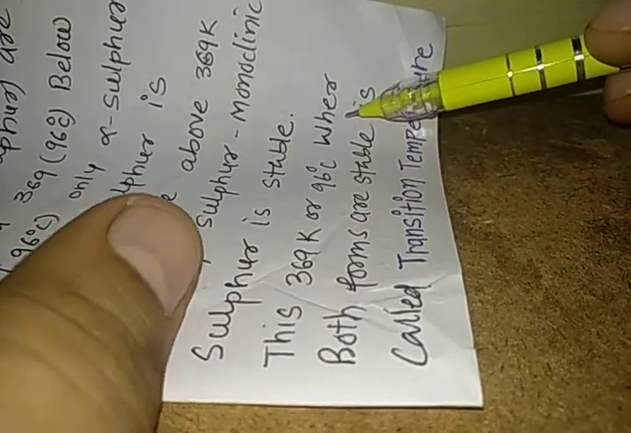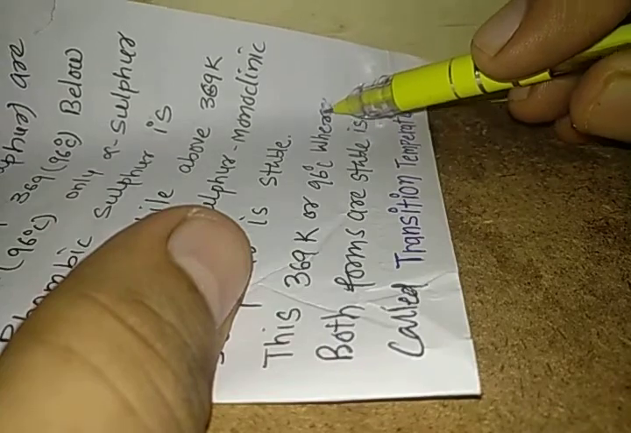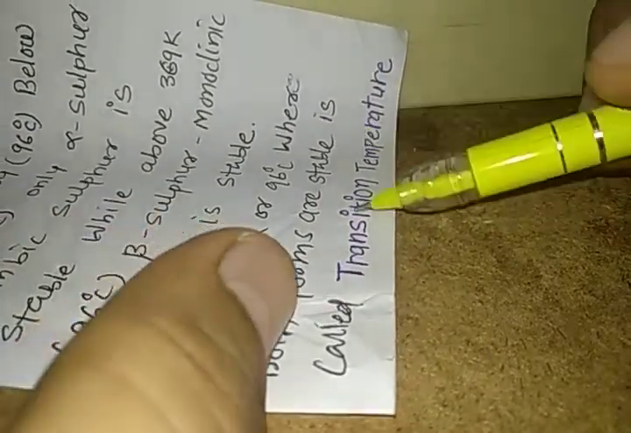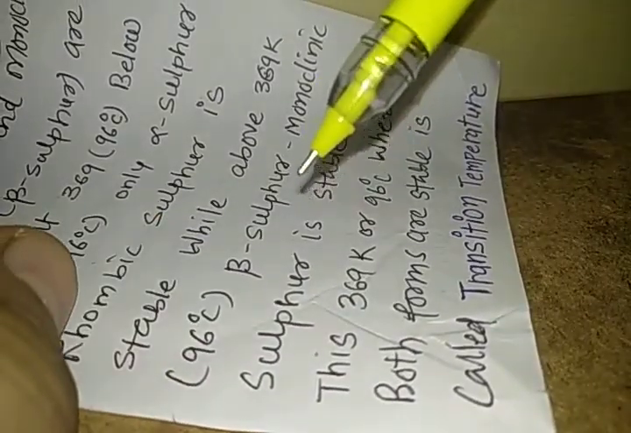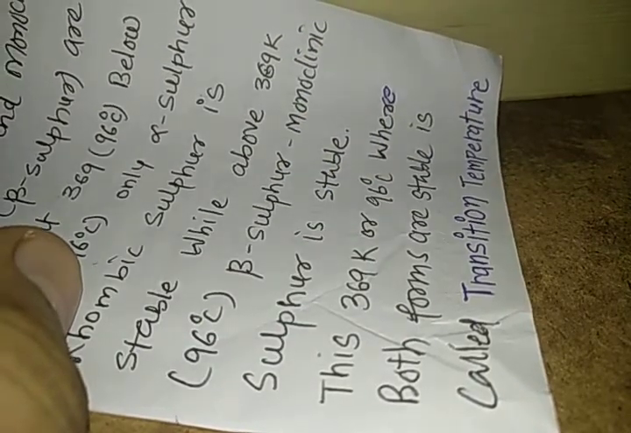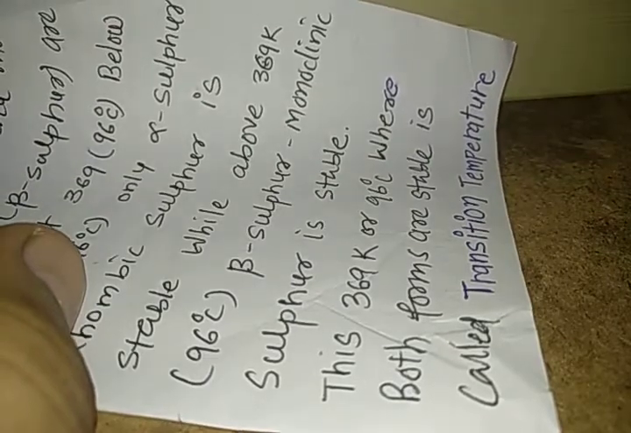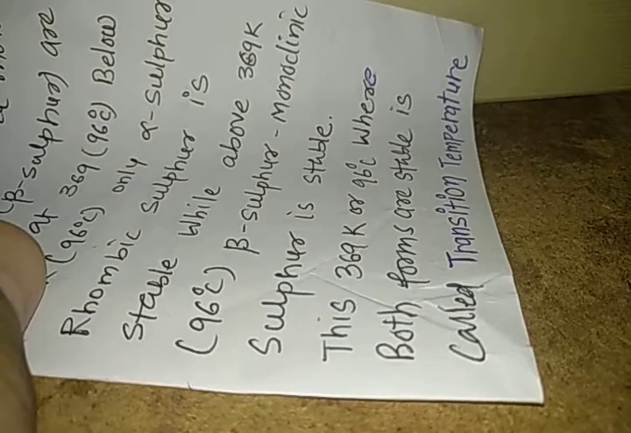This 369 Kelvin or 96 degree centigrade temperature, where both forms are stable, is called the transition temperature. So this temperature at which both the allotropic forms of sulfur are stable, below that one form is stable, above that temperature another form is stable, that particular temperature at which these forms of sulfur are interconvertible, is known as the transition temperature.